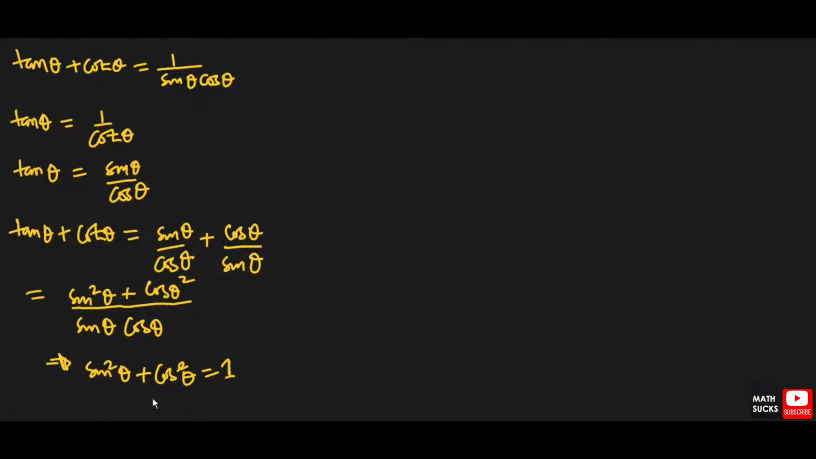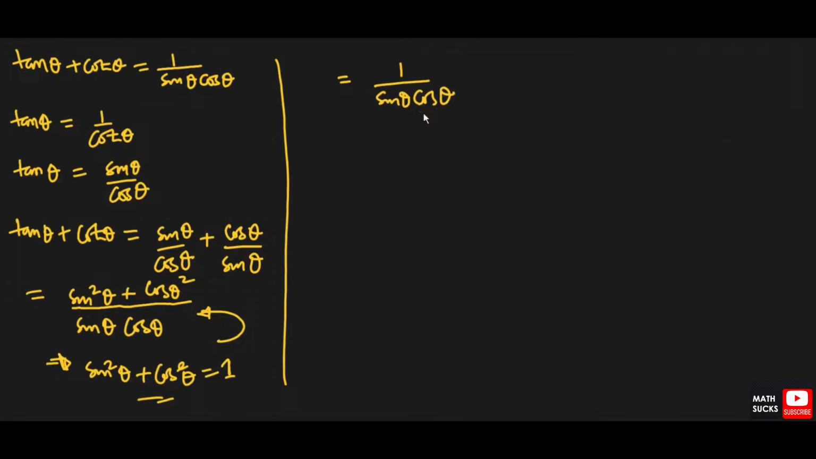Okay, so when we know this, then we are in good shape to substitute in here, and so the numerator becomes 1 because sine squared plus cosine squared equals 1, and so that becomes 1 over sine of theta cosine of theta, as simple as that. So we could say that therefore tan of theta plus cot of theta is equal to 1 over sine of theta cosine of theta, as simple as that.